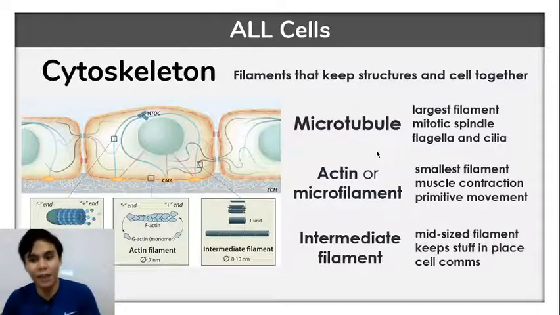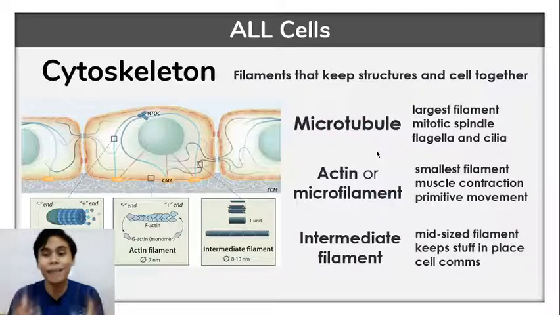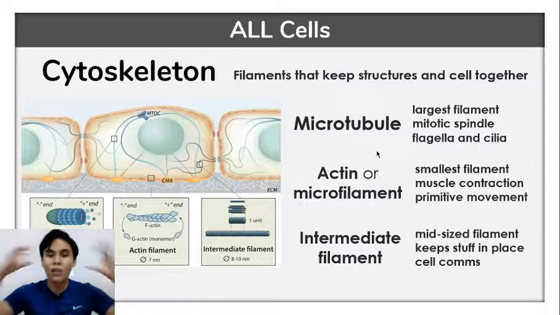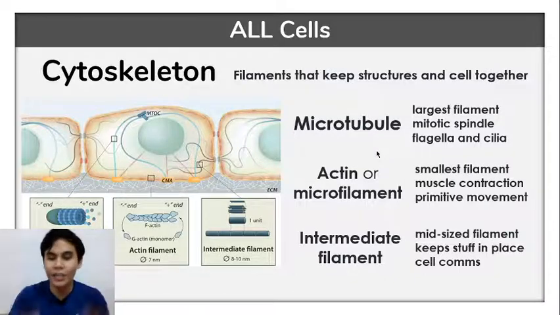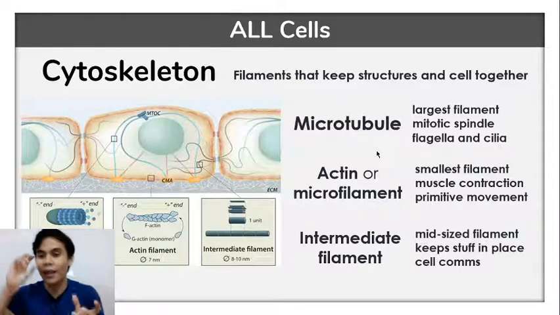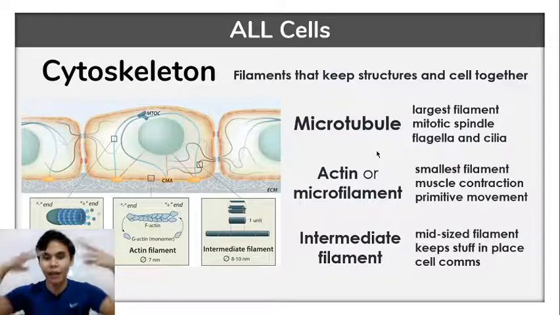The intermediate filament is a middle-sized filament that keeps stuff in place. It anchors and scaffolds the organelles. So the mitochondria, everything else, they are stuck in the intermediate filaments, like a film.